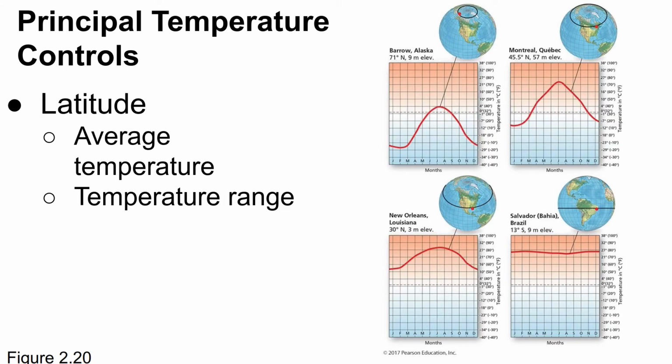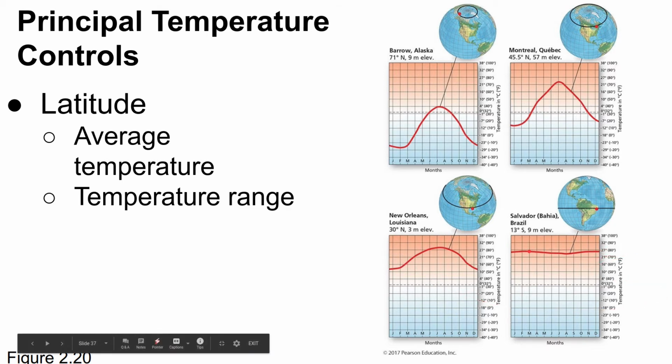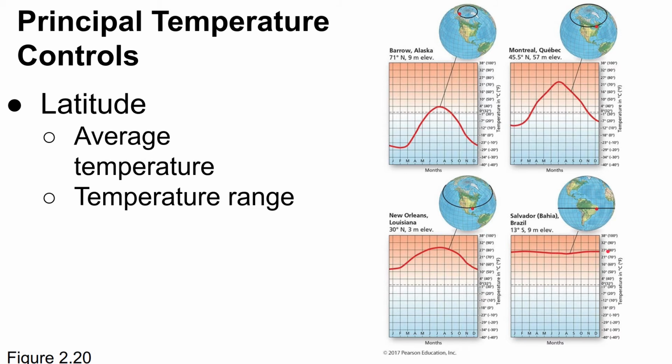So let's look at this. Forest stations were 13 degrees south in Brazil. So it's a low latitude, so the temperature should be high. Check, about 80 degrees. And the temperature range should be low. You can see going from summertime to wintertime, not a whole lot of difference, just a couple degrees.